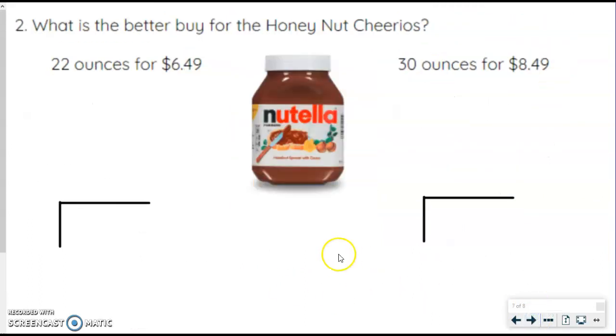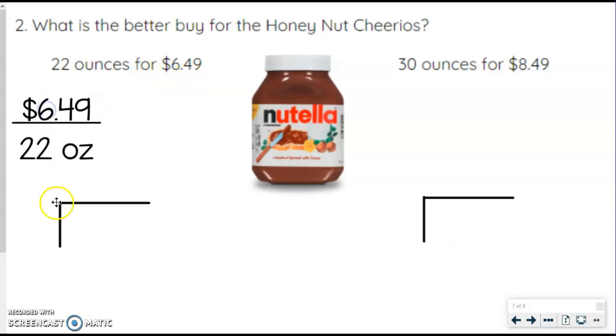I know I'm making you a little hungry, and oh, this is one of my favorites. I love Nutella. I know it says Honey Nut Cheerios. It should say Nutella. Sorry, I must have just not been reading very carefully on this one. You can just change it on yours.